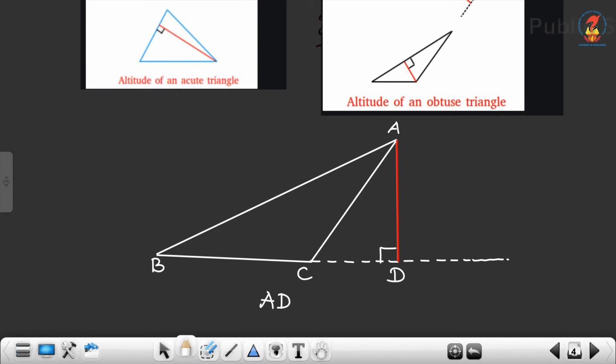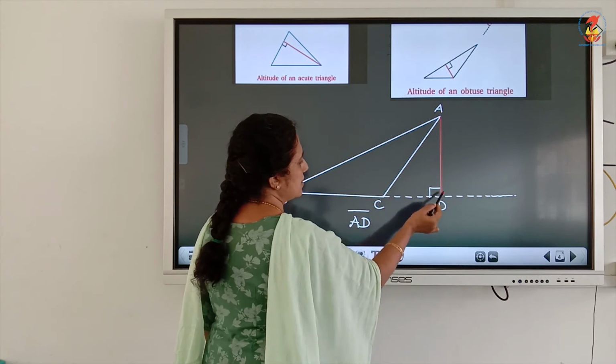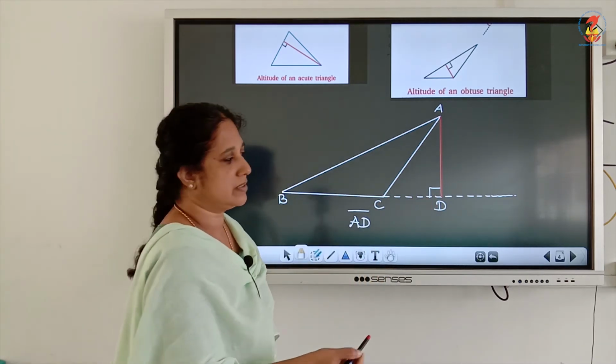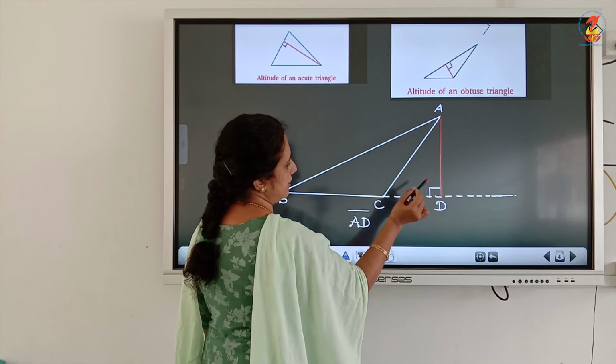Now AD represents the altitude. So this is an obtuse angle triangle. Suppose you want to draw an altitude from the vertex A to the opposite side BC, you have to produce the side BC. Then from A, draw the perpendicular line segment. Then here AD represents the altitude. Here you can see that the altitude is outside the triangle.